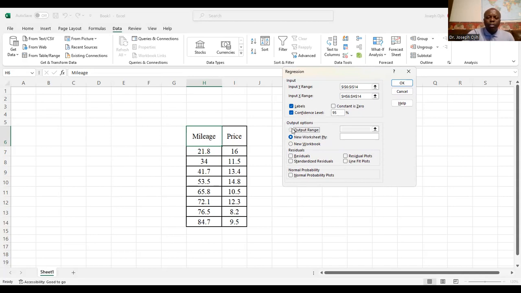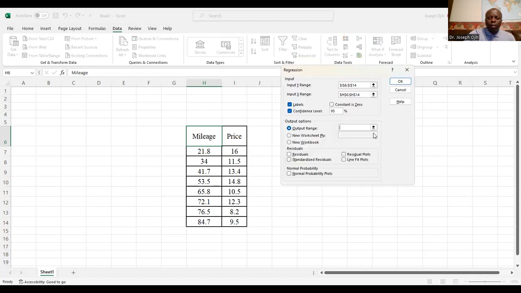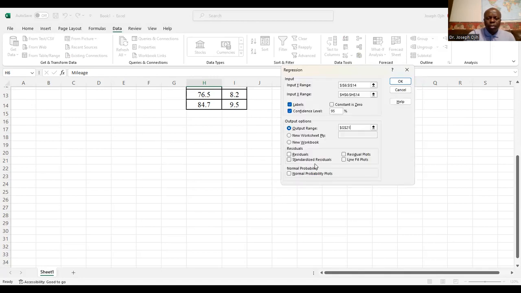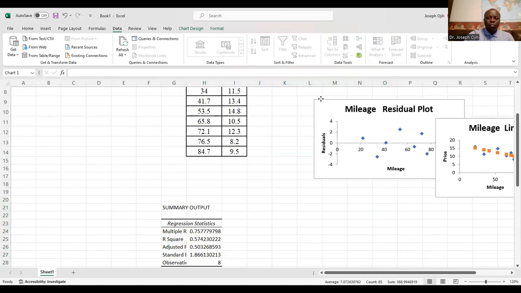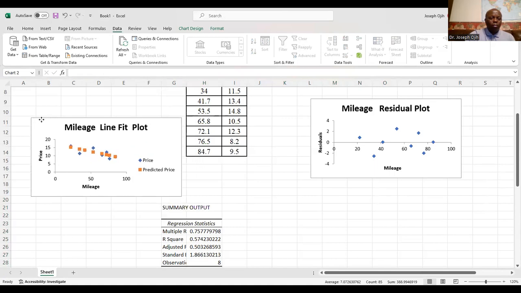Then for the output range, click here, and I want the output placed under here. What else do I need? I need the residual plot and the line fit plot. These two things, then I can click OK. It will give me the results. See, it gave me the two plots, mileage residual plot and the one the question asks us for, the line fit plot.